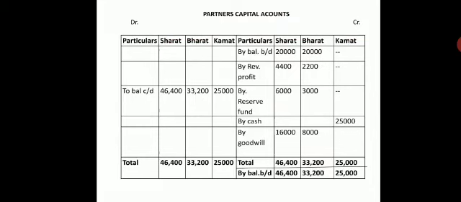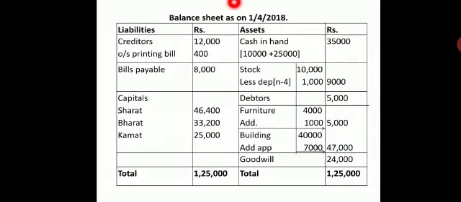Now we are having the balance sheet. So the balance sheet on the date of admission, 1/4/2018, with liabilities, assets and rupees columns on both sides. Now come to the balance sheet. We are having creditors, no adjustment is there, so 12,000 as it is. Next, bills payable is there. There is no adjustment, write as it is from the balance sheet.